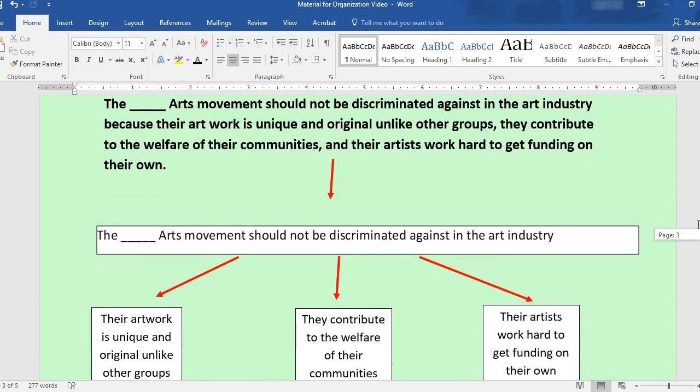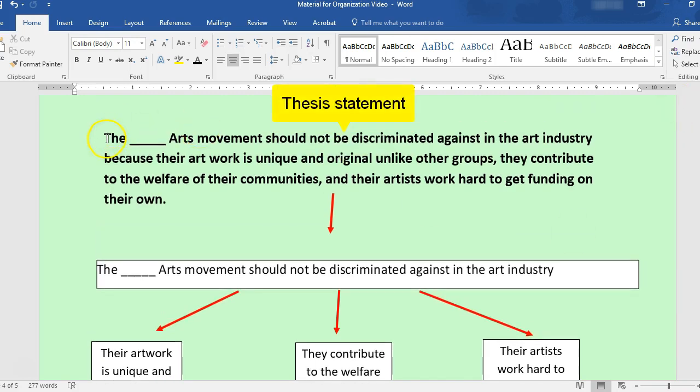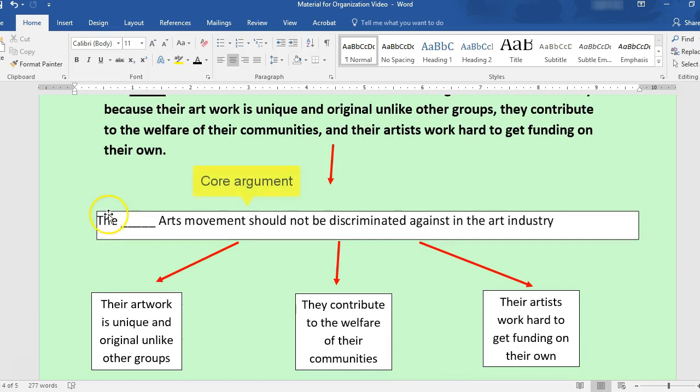I'm going to give you an example here of how to set up and organize a research paper and also a non-research paper. Here we have a thesis statement. The blank arts movement should not be discriminated against in the art industry because their artwork is unique and original, unlike other groups. They contribute to the welfare of their communities, and their artists work hard to get funding on their own. Now, broken down, you have the core of the thesis's argument.